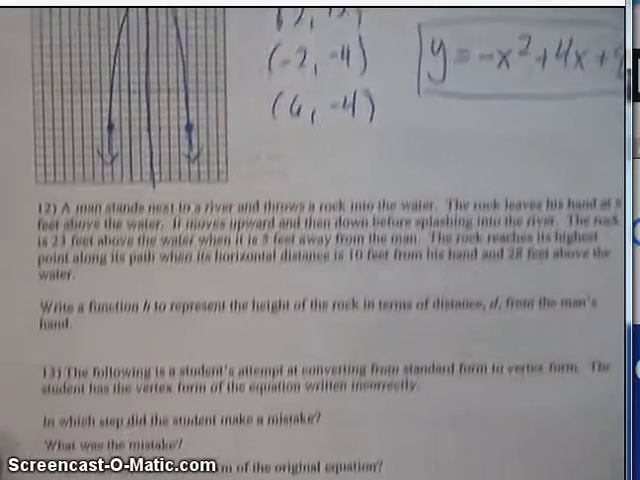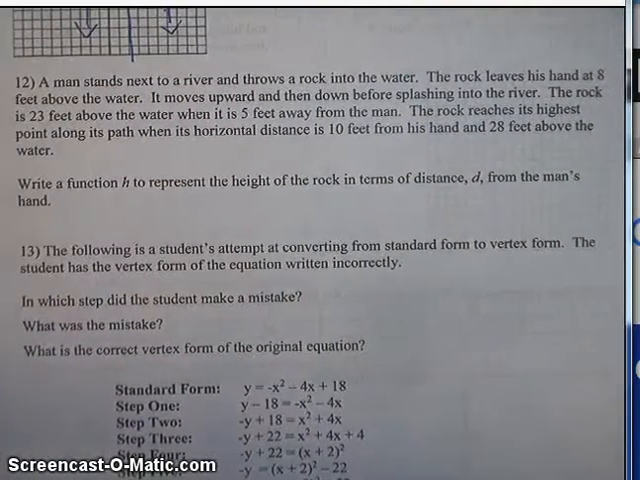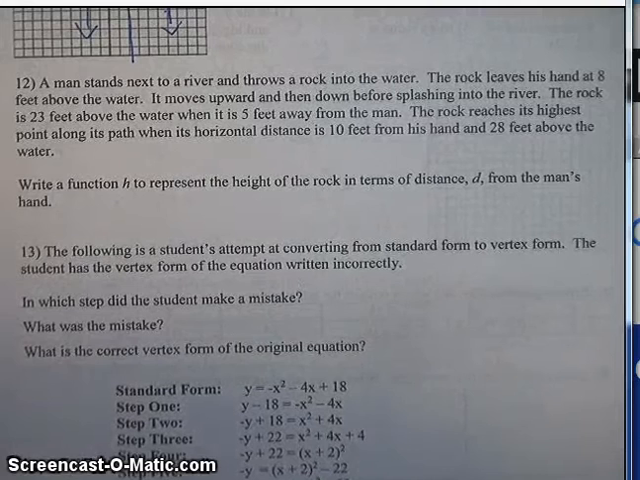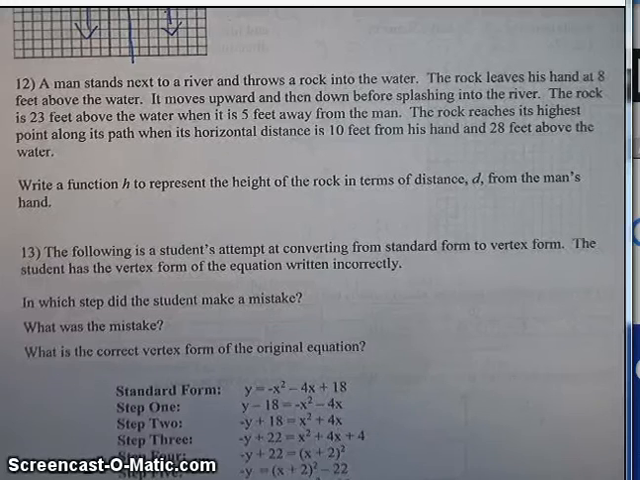Let's talk about number 12. Very similar question, just it's a word question. A man stands next to a river and throws a rock into the water. The rock leaves his hand at 8 feet above the water. It moves upwards and then down before splashing in the river. The rock is 23 feet above the water when it is 5 feet away from the man. The rock reaches its highest point along its path when its horizontal distance is 10 feet from his hand and 28 feet above the water.